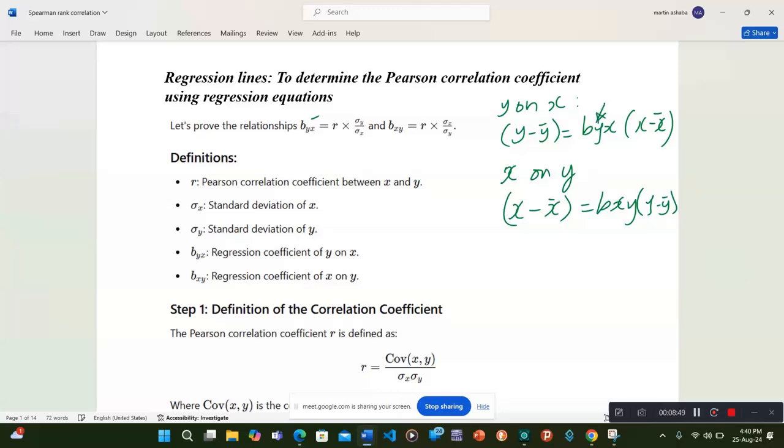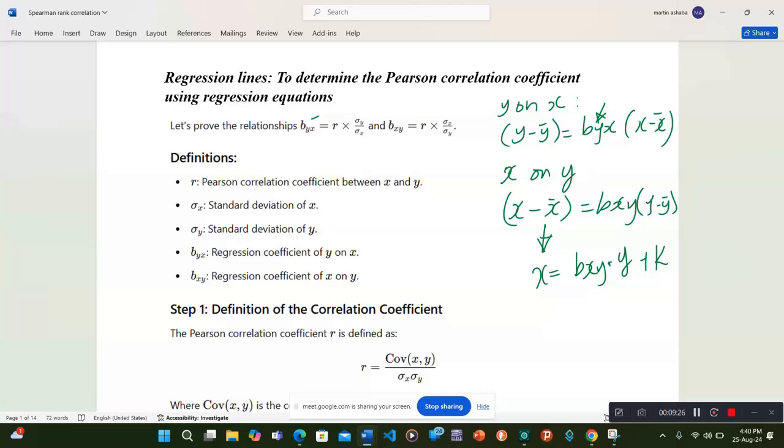This is the coefficient of y on x. This is the coefficient of x on y. And they are very important in defining the equations for these regression lines. So for this one, you can have an equation of x equal to, for example, bxy times y plus maybe a constant k.